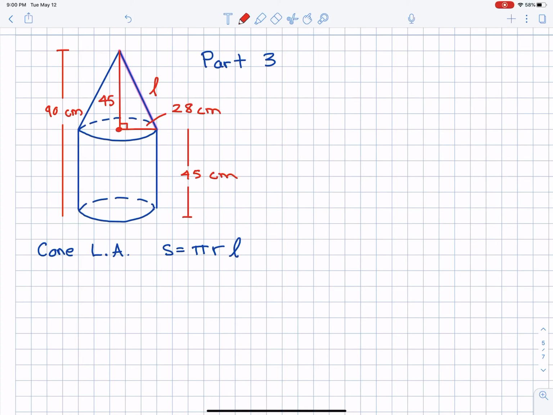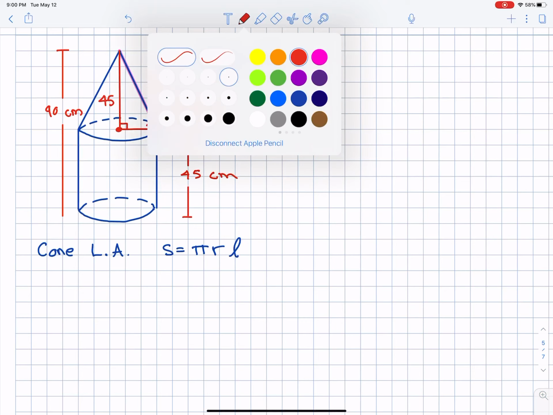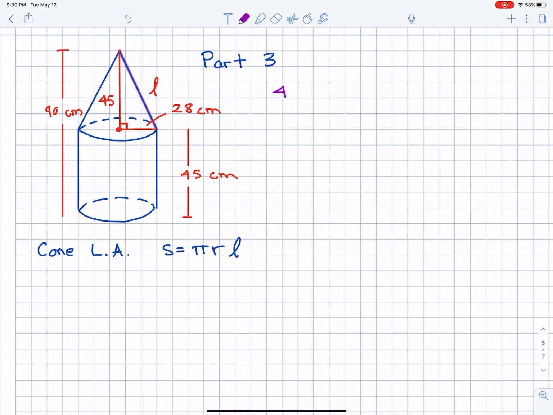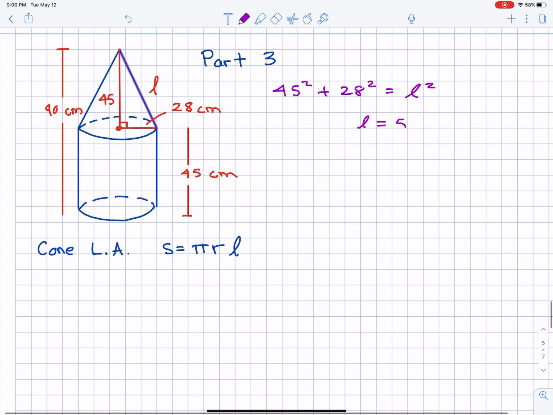I'll do this in purple. I'm going to say 45 squared plus 28 squared equals L squared. When you solve this, you're going to get L equals 53. So it's actually 53 centimeters.